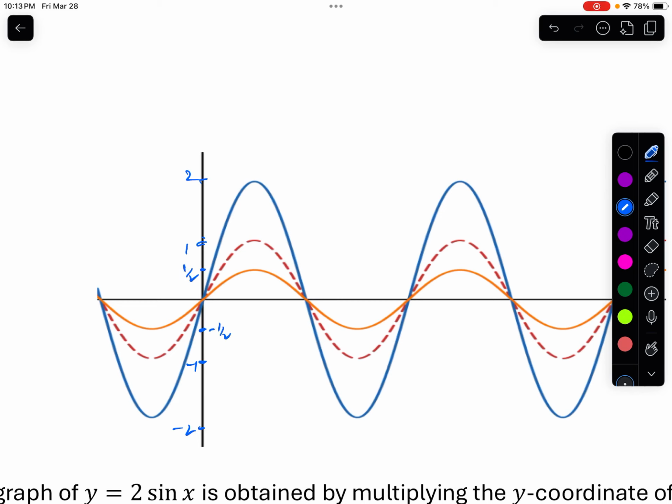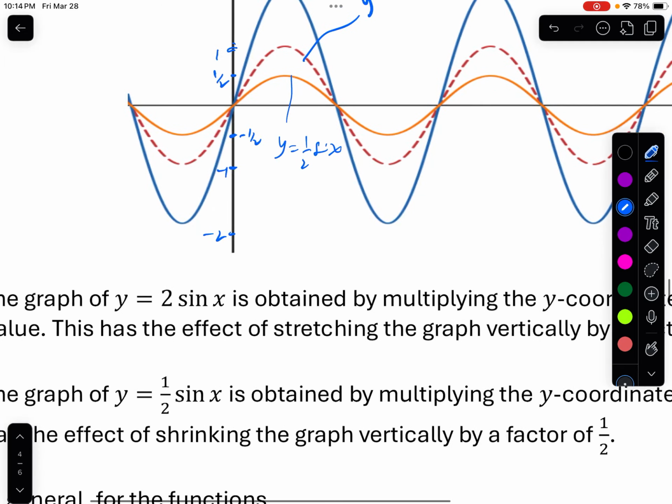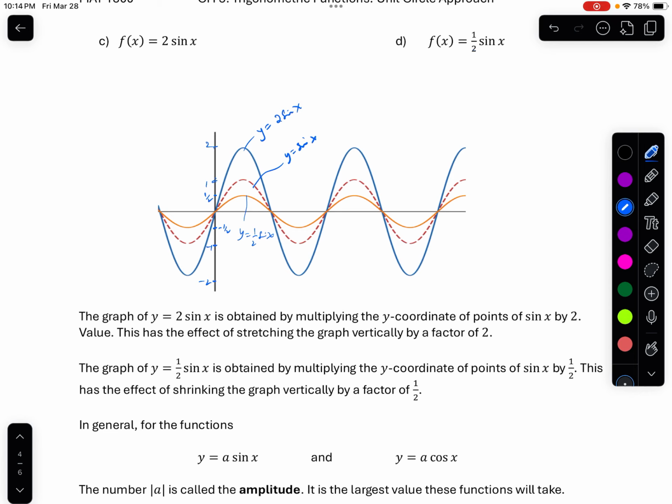So this dashed red one is y is equal to sine x. The blue one is y is equal to 2 sine x, and this orange is y is equal to half sine x. So notice, how do we obtain these graphs? The graph of y is equal to 2 sine x is obtained by multiplying the y coordinate of points of sine x by 2.